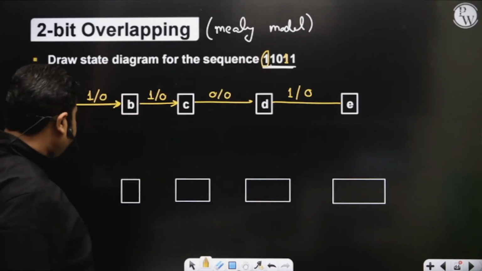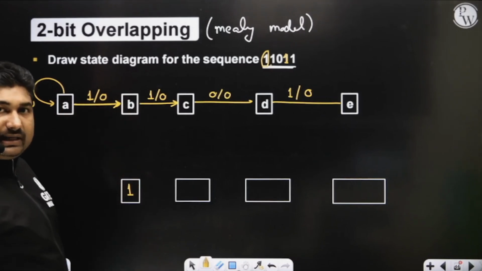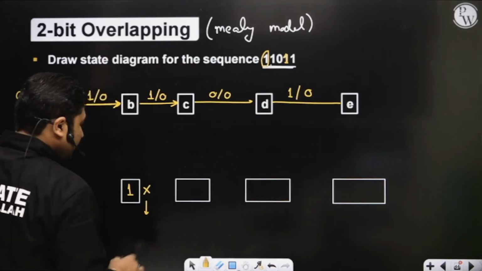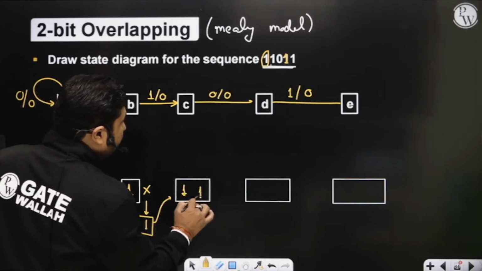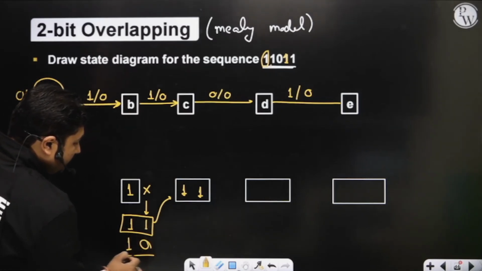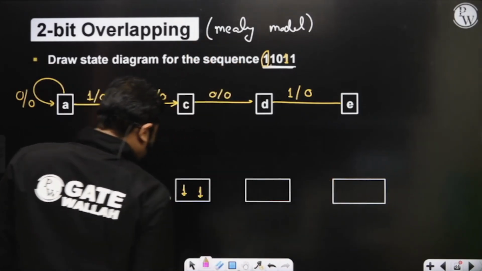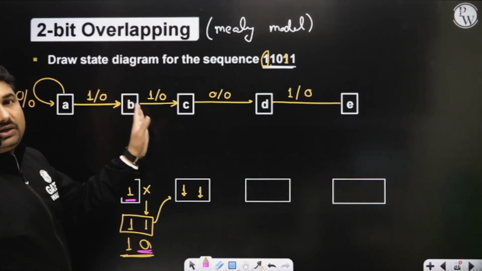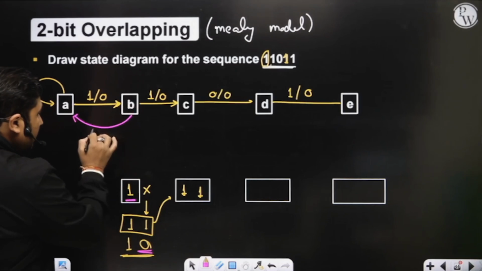Now please observe, when we have reached state B, it means 1 bit is already detected in the sequence. X can be 0 or 1. If X is 1, then 2 bits are detected, you have to move to the next state, C. If X is equal to 0, then the required sequence is not detected. So in that particular case, we have to compare the last bit with the 1-bit state. If it matches, then it will remain on state B. But if it does not match, return back to state A. So sir, 0/0.